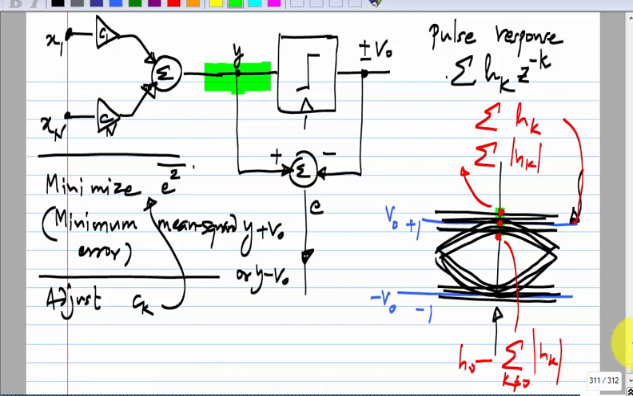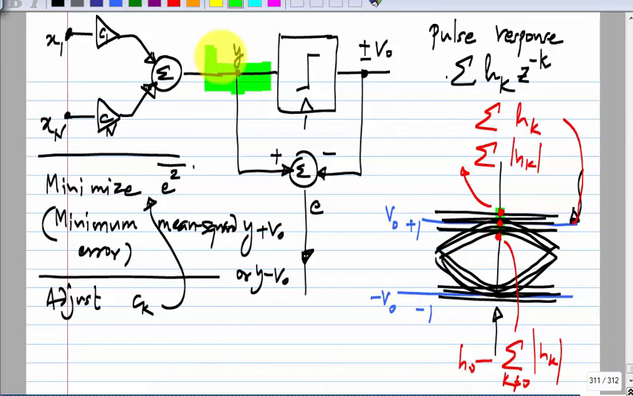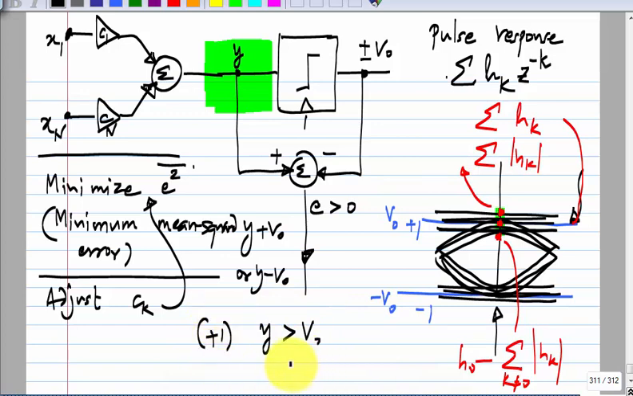Basically you have to see, it's not even just that the error is negative. In fact, that's why I took the gradient: it's the product of error and this. So for instance, let's say this error is positive, error greater than 0. What does that mean? It either means that y is more than v naught if the symbol is plus 1, or y is more than minus v naught if the symbol is minus 1. Either way, if error is more than 0, what should we do? We have to bring it down.